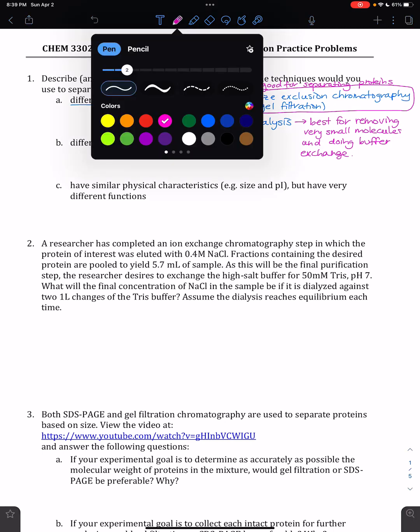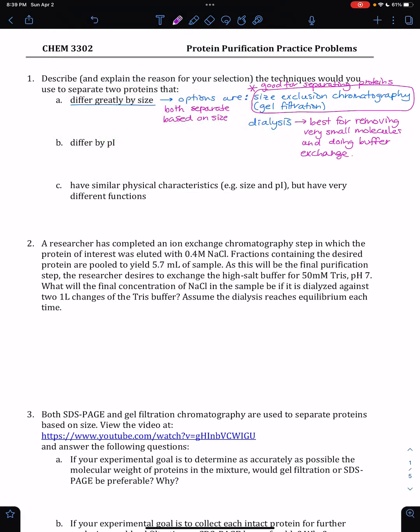All right, so the next question asks us what we would choose if we had two proteins and we knew they had different isoelectric points. So the technique that we talked about in the context of isoelectric points was ion exchange chromatography. Okay, so that's what you would use for this in this case.